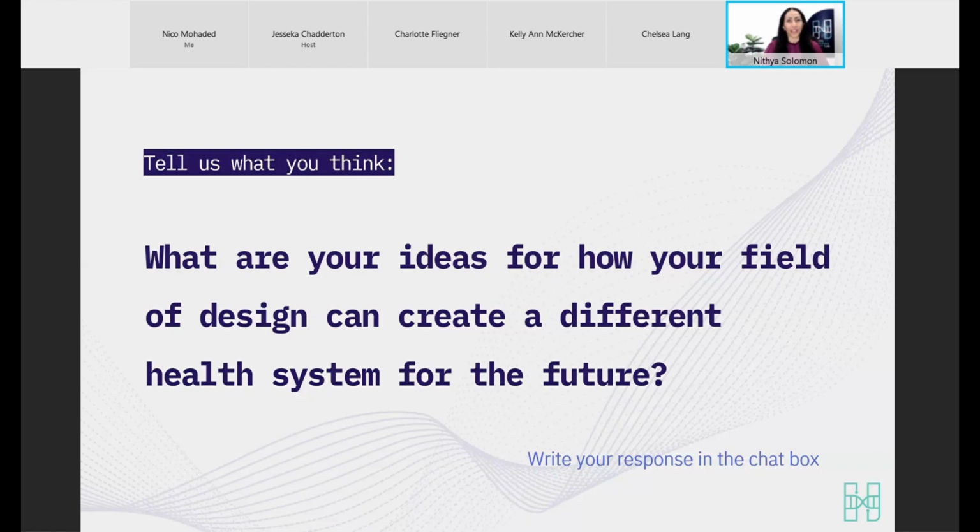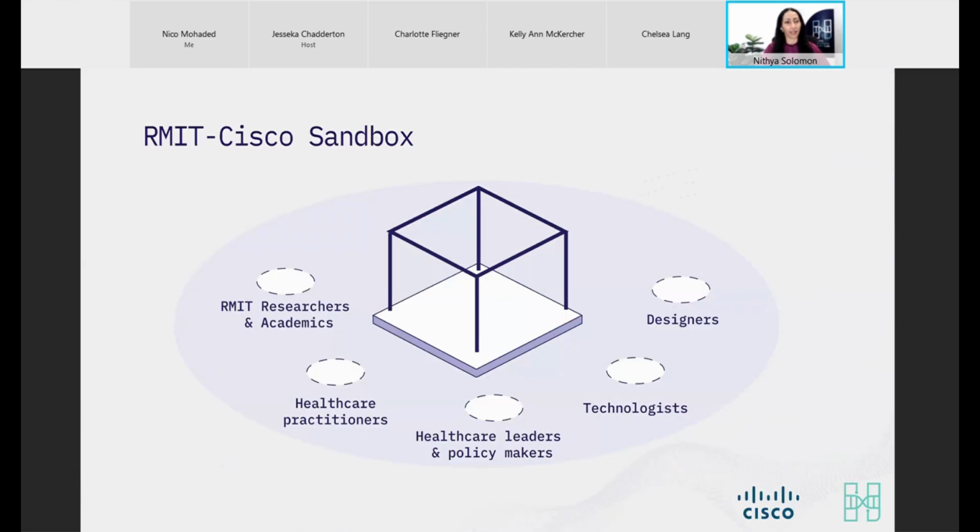What I'd love to do now is give you all a bit of a sneak peek, by way of closing, into something we're about to launch officially in the coming months here at the Health Transformation Lab. If we could have the next slide, please. This is something that we're for now calling the RMIT Cisco Sandbox.